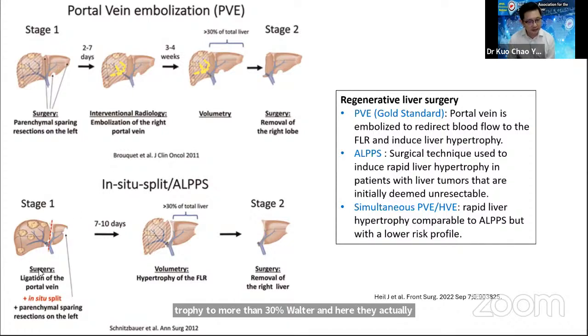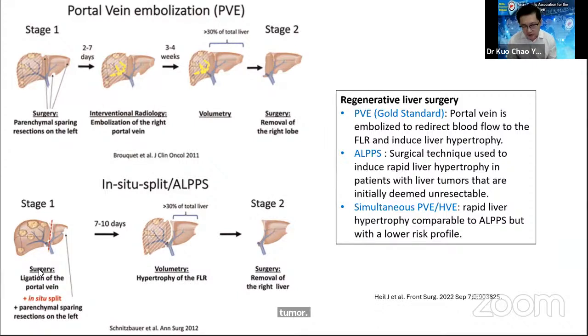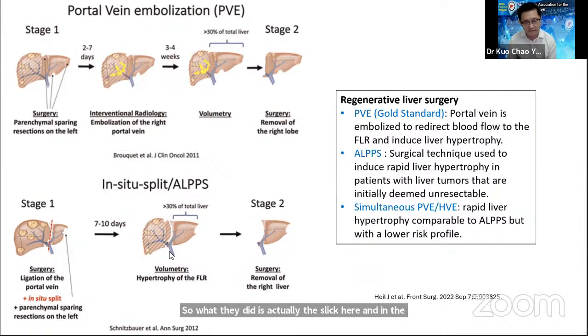So in the ALPS, it's actually a two-stage surgery whereby the patient has to go through 2 times of GA. It is less favorable because of a higher mortality rate, about 10 to 15%, according to my surgical colleague. So what they did is they make a slit here and then they ligate here. But this approach will give you a very fast hypertrophy of the remaining liver lobe. And then in the subsequent one, you just remove the diseased lobe. Then the surgery is considered complete.